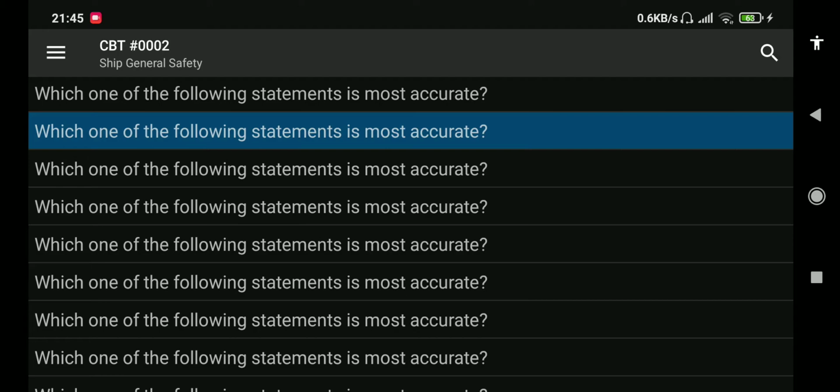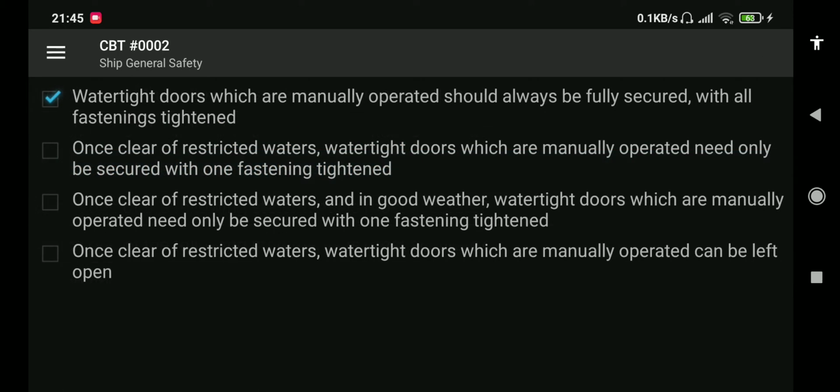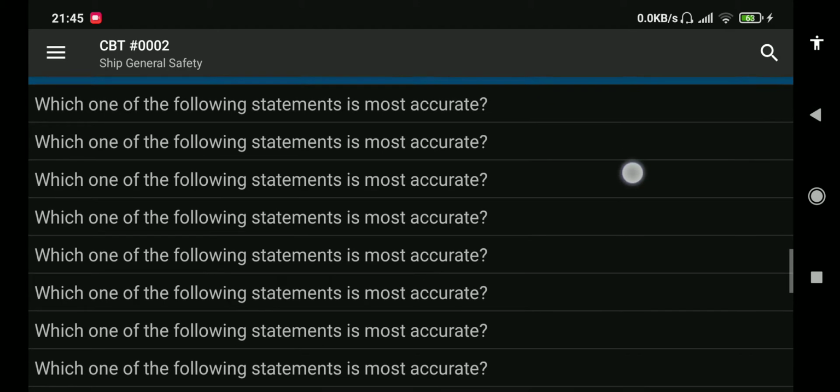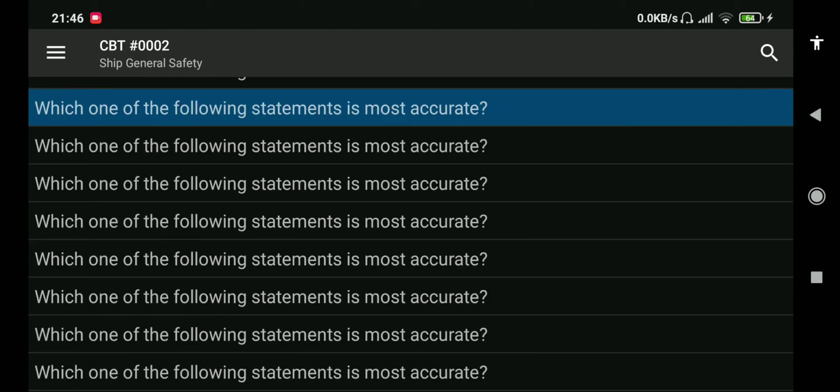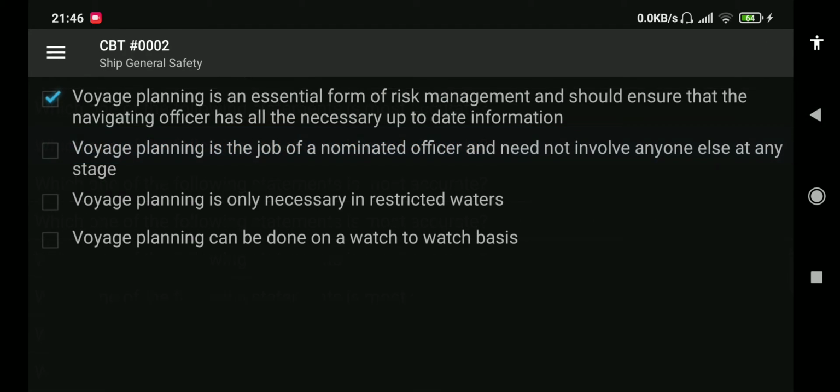Which of the following statements is most accurate? Watertight doors which are manually operated should always be fully secured with all fastenings tightened. Next, oily water separators require regular maintenance to work properly. Of course, we must prepare for maintenance and for inspections.